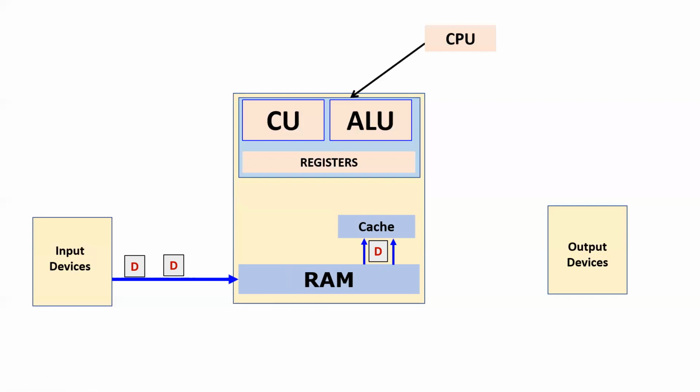How the CPU accesses the RAM's data is through the cache. First the CPU visits the cache. If the data is not in the cache, then the CPU moves to the RAM. If the data is available in the cache, then the CPU takes all the data from the cache.